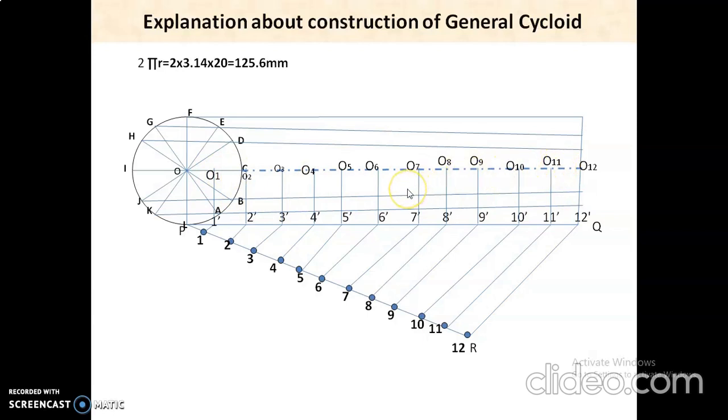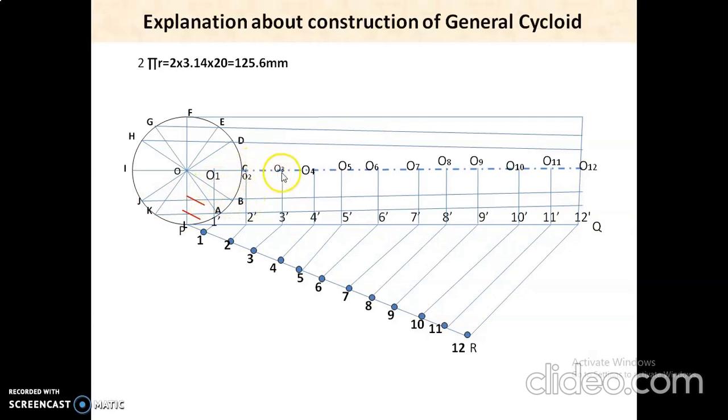Now, seventh point, with the help of a compass, take PO as a radius, that is the radius of the rolling circle. With O1 as the center point, cut the KA line. Similarly, with the same radius, now the center is O2. Cut the JB line like this.